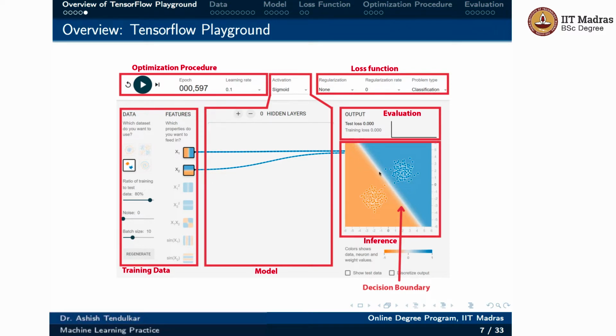This is called the decision boundary, which separates two classes, blues and oranges. And this box essentially also shows us the inference that model is drawing on the test set. Each of these components has multiple configuration parameters that we can vary and study its effect on the training data. Let's look at each of these components separately and in a detailed manner.